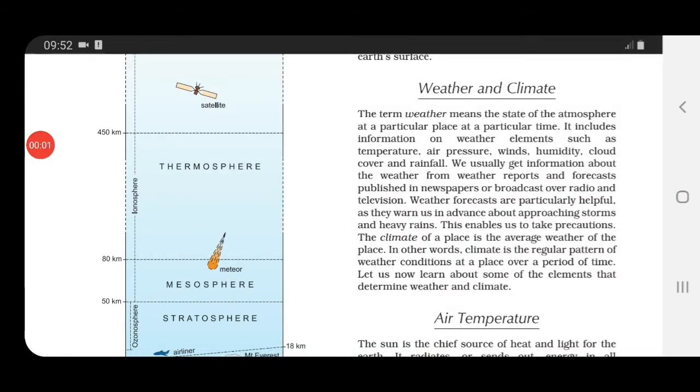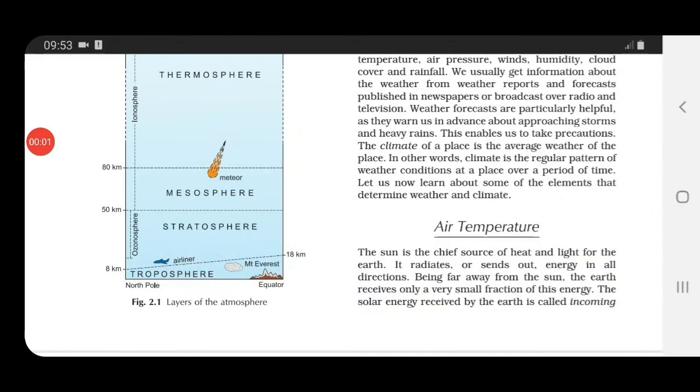Now I think children, both these terms weather and climate are clear in your mind. Okay, then how weather forecast is helpful, that also we studied. Now we will study about some elements that determine weather and climate. Okay, so let's start with that.